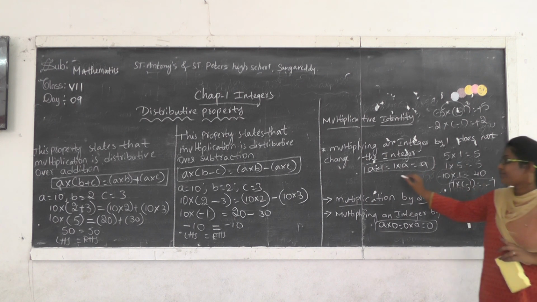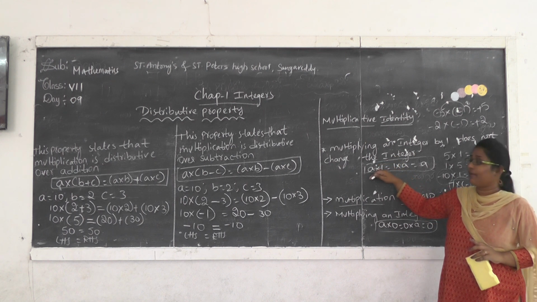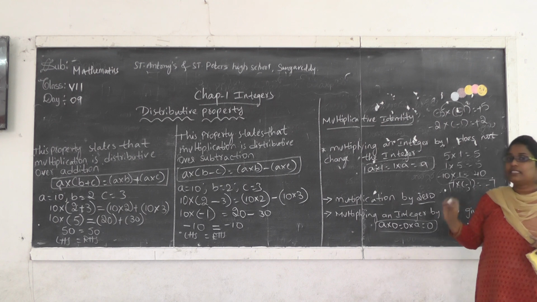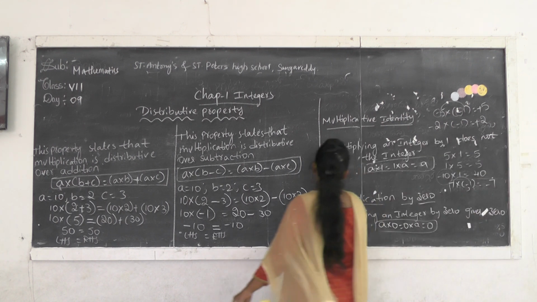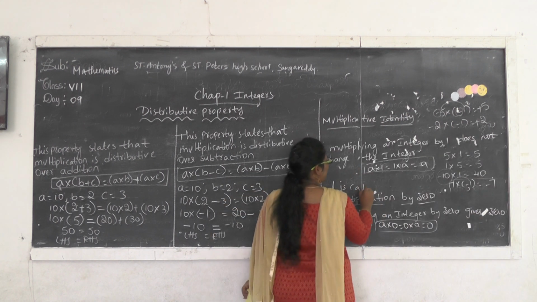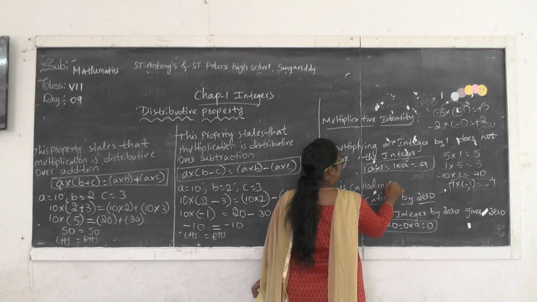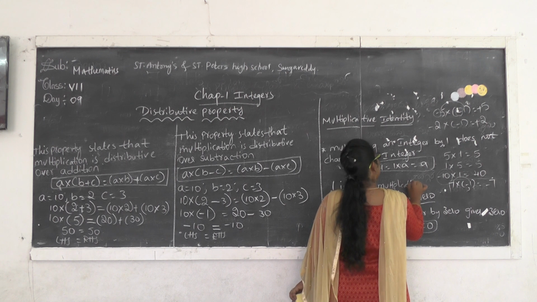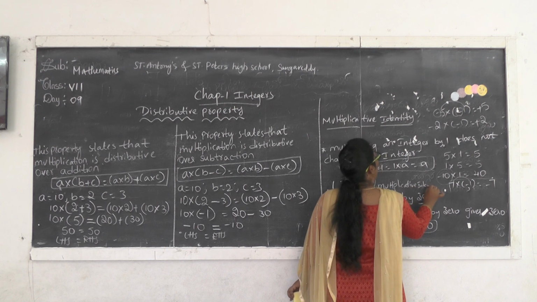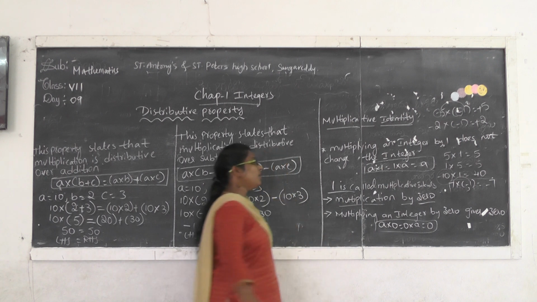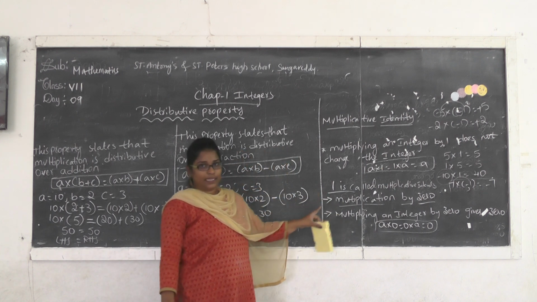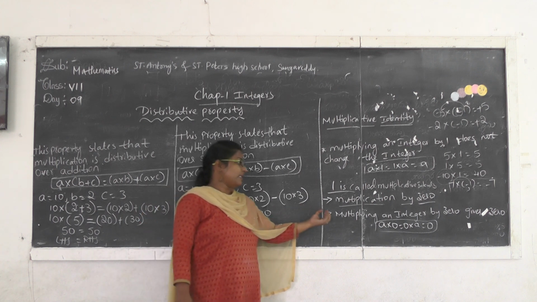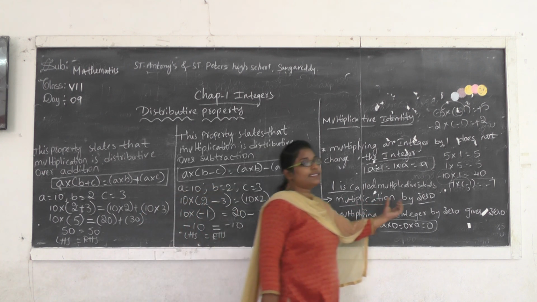Now, what is multiplicative identity? When we are multiplying an integer by 1, the result is just not going to be changed. Here 1 is called the multiplicative identity. Are you able to understand? 1 is called the multiplicative identity.